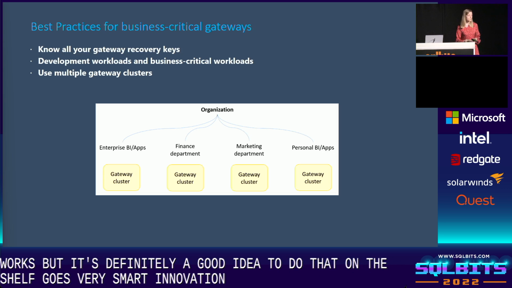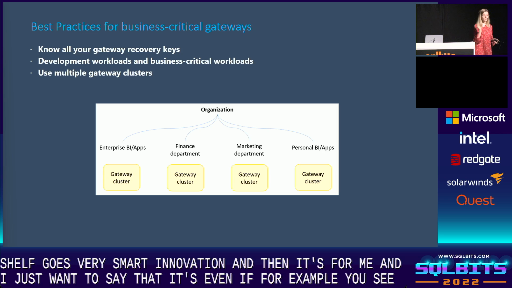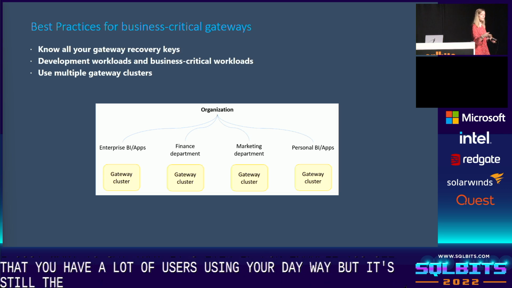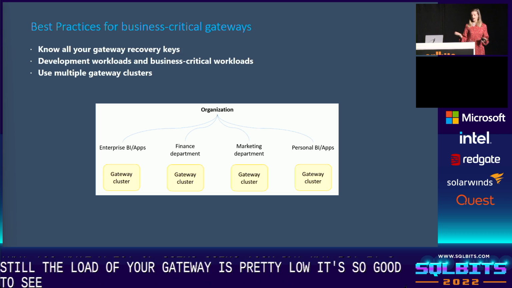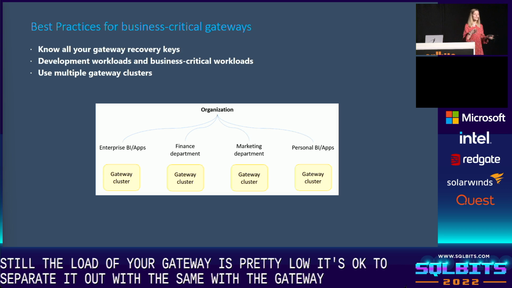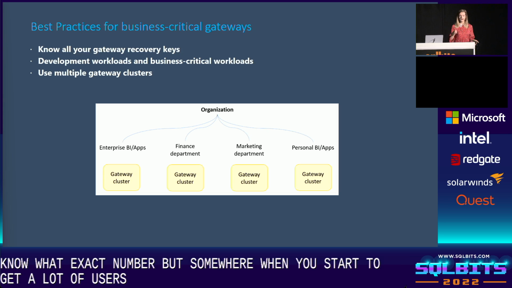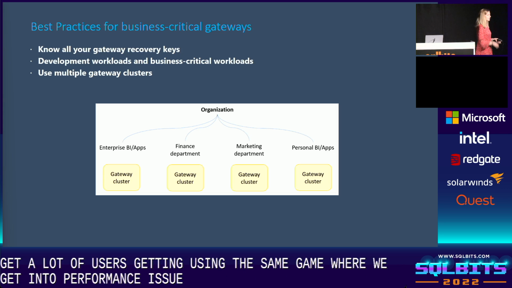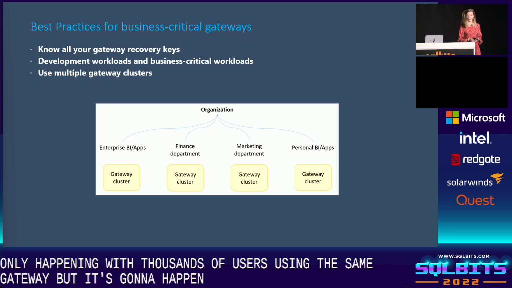Then it's probably not. And I also want to say that even if, for example, you see that you have a lot of users using your gateway, but still the load on your gateway is pretty low, it's still good to separate it out. We have seen with the gateway, I don't have an exact number, but somewhere when you start to get a lot of users using the same gateway, we get into performance issues. This only happens when there are thousands of users using the same gateway, but it can happen. So definitely a good idea to spread them out.